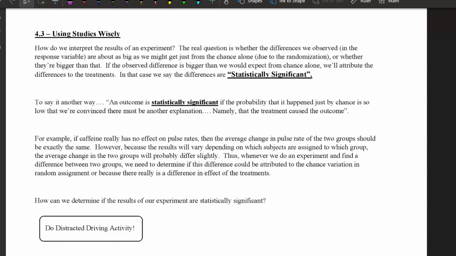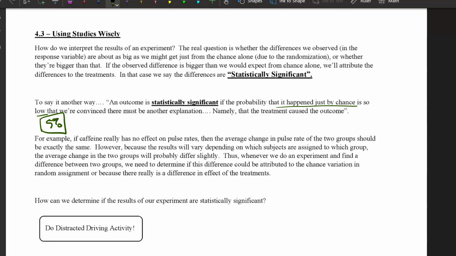If the observed differences are bigger than we would expect from chance alone, we'll attribute the differences to the treatments. In this way, we would say that the differences are statistically significant. To say it another way, an outcome is statistically significant if the probability that it happened by chance alone is so low that we're convinced there must be another explanation, namely that the treatment caused the outcome. And if this wording is sounding familiar, if the probability it happened by chance alone is so low compared to that 5%, right? It's the same setup as the discrimination in hiring example.